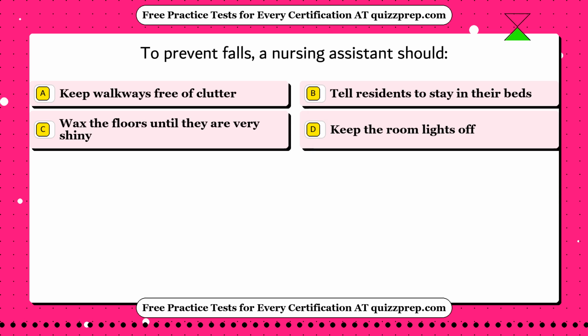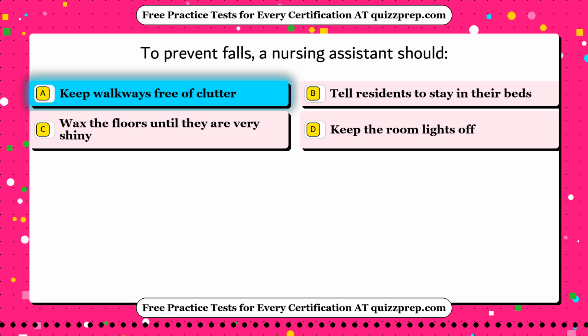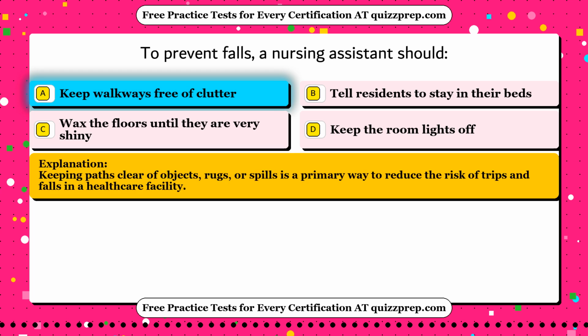Question 39. To prevent falls, a nursing assistant should: Option A, keep walkways free of clutter. Option B, tell residents to stay in their beds. Option C, wax the floors until they are very shiny. Option D, keep the room lights off. The correct answer is option A, keep walkways free of clutter. Keeping paths clear of objects, rugs, or spills is a primary way to reduce the risk of trips and falls in a healthcare facility.